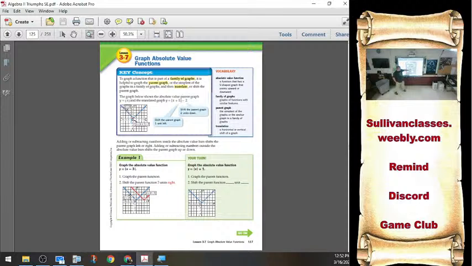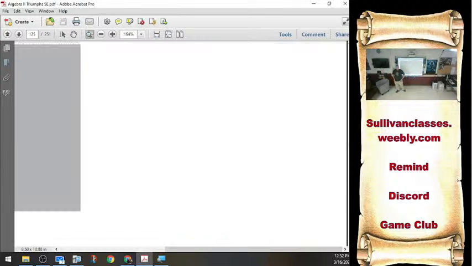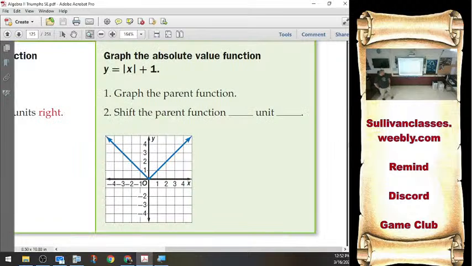So, here we go. Round 1. Graph the absolute value function, absolute value of x plus 1. They said start with the parent function, and they already have it there for you. What are we going to do to that? Are we going to go left or right, up or down? One up, because it's outside of the lines and it's positive 1.